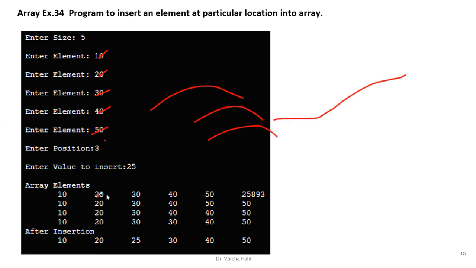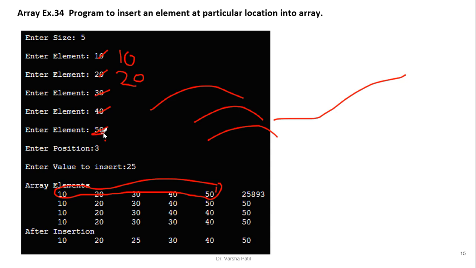Now see, 10, 20, 30, 40, 50, these are our array elements, and all next locations are always garbage locations. Now what is the position? 3. So we want to insert the new element at the third position. So 10, 20 will remain as they are. Now we can't shift 30 to 40, because then it will overwrite 40. Here 30, here 30. So what we are doing, we are going to the last.